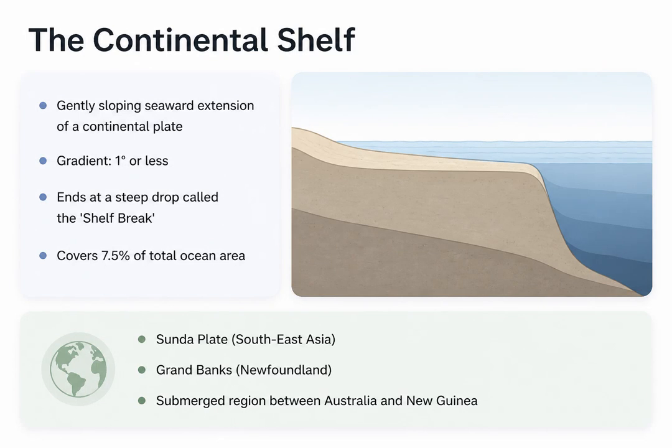Let us look closer at the first major feature, the continental shelf. This is essentially the submerged edge of a continent. It is a very gently sloping area, with a gradient of 1 degree or less. Even though it is underwater, it is geologically part of the landmass. The shelf continues until it reaches a sudden, steep drop-off, known as the shelf break. While they only cover about 7.5% of the ocean's total area, these shallow seas and gulfs are incredibly significant.